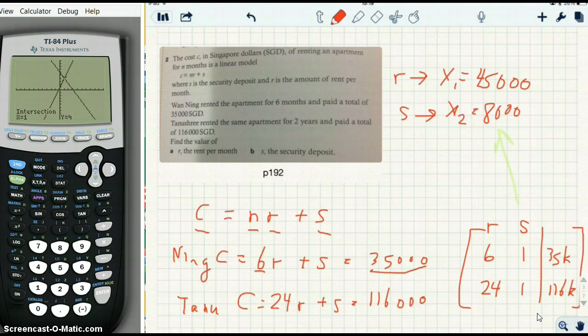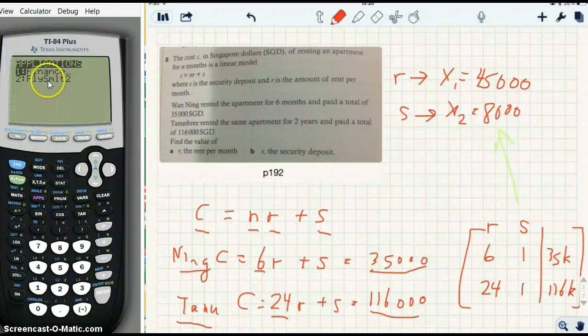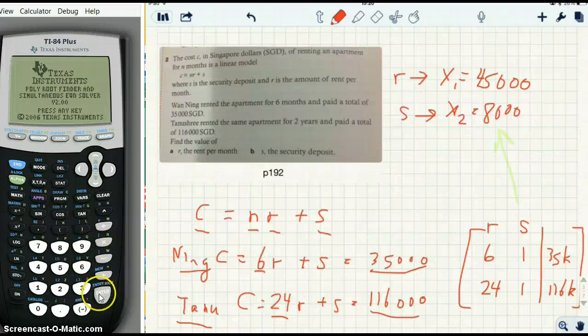So here we have Ning's data here, and then we have Tanushri's data here. He stayed 24 months in the apartment, and he paid a total of 116,000. So now we have two equations and two unknowns. That means we can use the SMLT tool to figure it out, and we already have it in the right form.